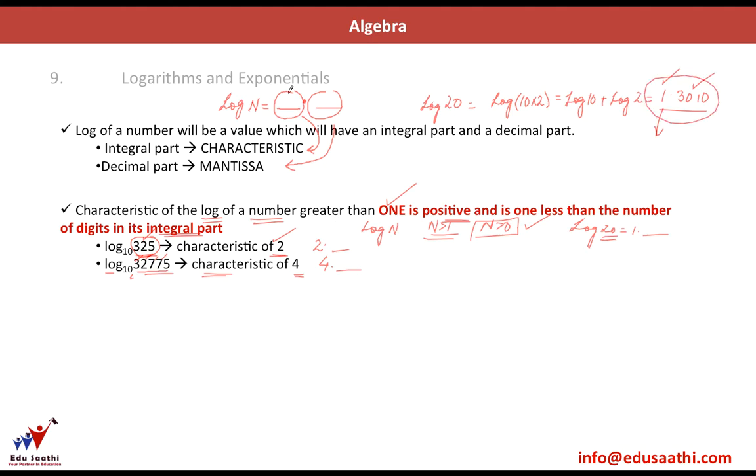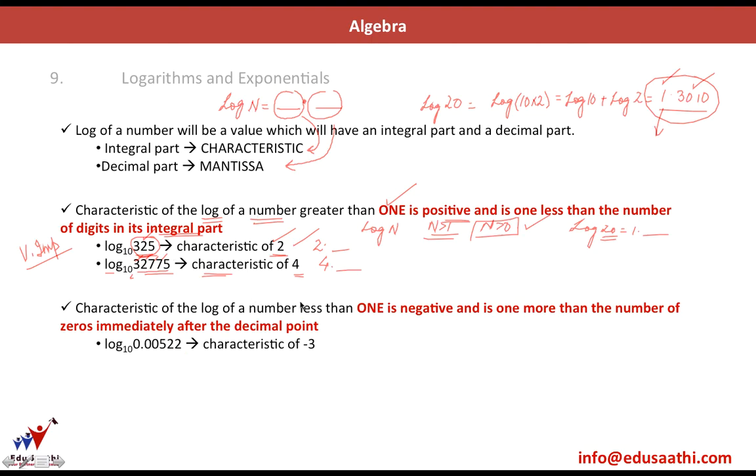So this characteristic plays a very important role in finding the number of digits. In case there's a question on finding the number of digits, I can find the log of that number, look at the characteristic, and then add 1 to find the number of digits in the number.